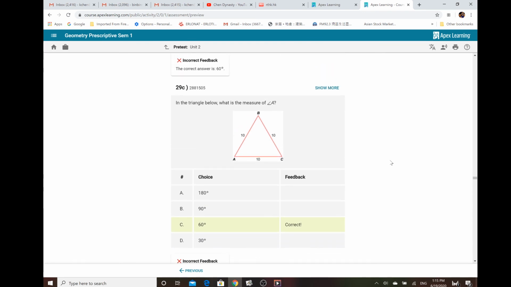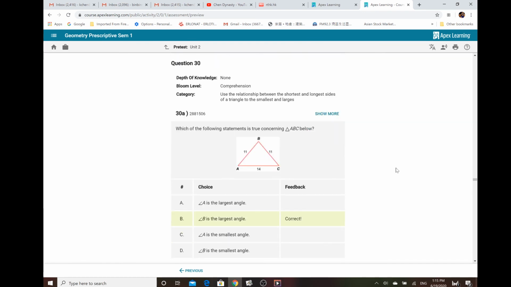So this one too, 60 degree. Which of the following statements is true concerning triangle ABC below? Angle B is the largest angle, because angle B is facing the longest leg. So the corresponding angle is facing the longest leg, which guarantees that's the largest angle.